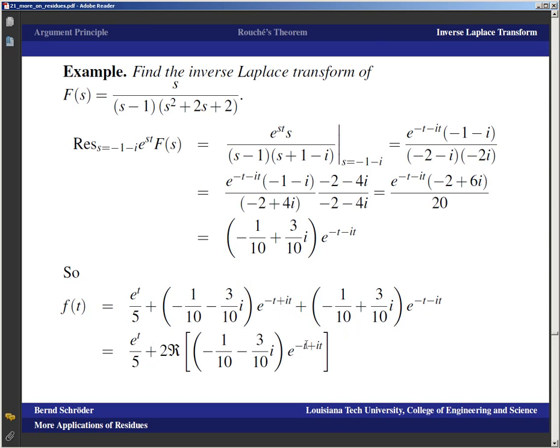Well, this thing becomes e to the negative t, cosine t plus i sine t. So we end up with, well, we keep the e to the t over 5. Then we have 2 times negative 1/10. Well, that ends up being negative 1/5. And then we have the real part of this, which is e to the negative t cosine t. And then we have to look at the imaginary part of this thing, and that's going to be multiplied with this, so it's going to give us a 3/5. And then we have a negative sign here, but remember the i times i is another negative, so it becomes positive. And the imaginary part of e to the negative t plus it is e to the negative t sine t, so that's really what comes out of that.